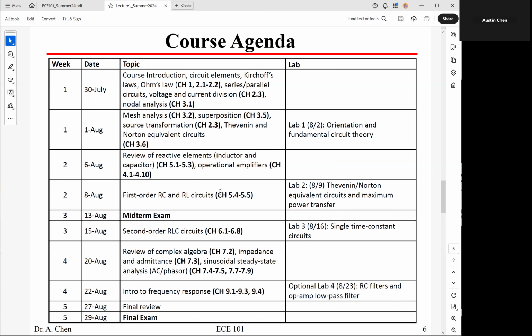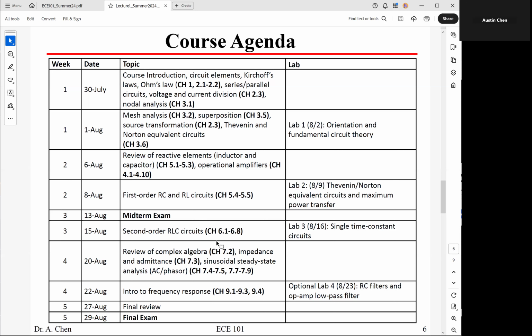Then we'll move on to look at the first order RC and RL circuits, and they will be analyzed using first order linear differential equation. Similarly, for the second order RLC circuits, we will use second order linear differential equations to analyze the circuit in the time domain.